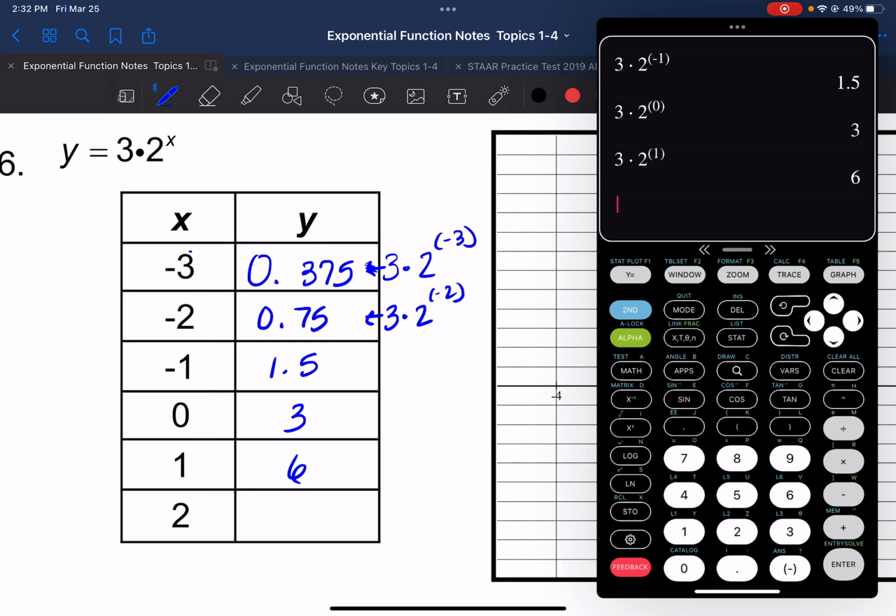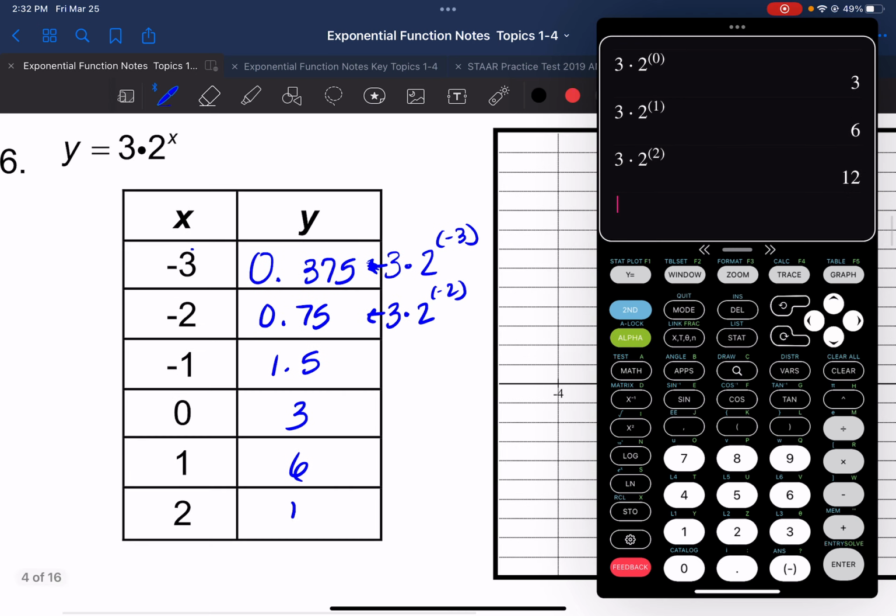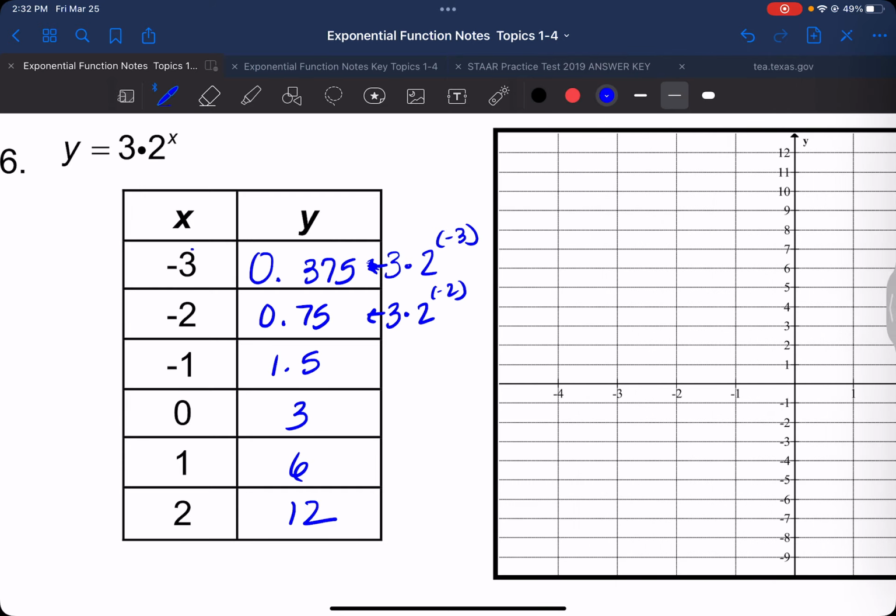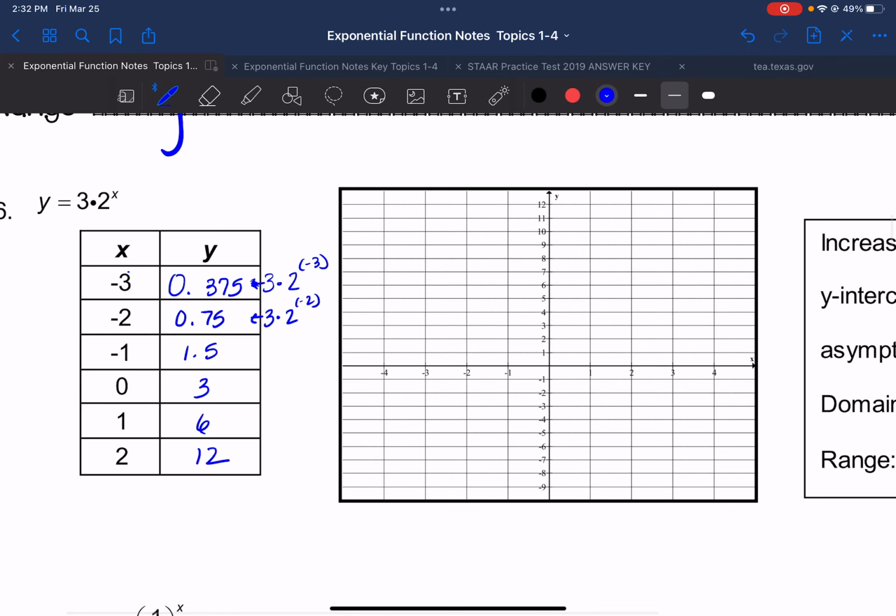6, and then go back up, and delete, and put a 2. All right, 12. All right, bam. So I've plugged it in. So let's see what we have now. Now all I need to do is graph, right?